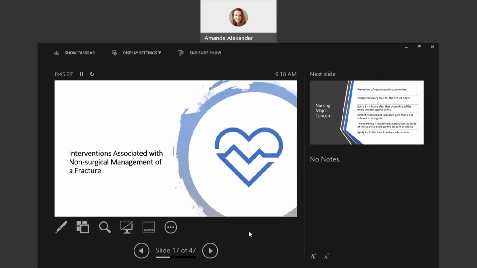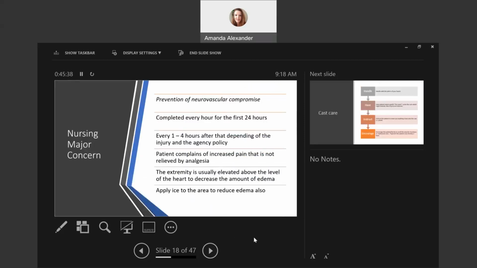Now, here are some interventions associated with non-surgical management of fractures. And this is a lot of the stuff that we may do as nurses. So we're going to look for prevention of neurovascular compromise. We're going to complete our check of the patient every hour for the first 24 hours. Now, with that said, this would be somebody that would be admitted to the hospital. If you have a patient that's going home, this nursing intervention would not be appropriate because you're not going to be able to assess them every hour for 24 hours, correct?